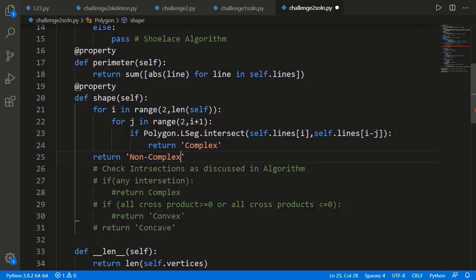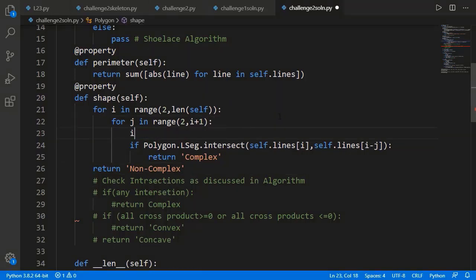Recall that for the last line segment of the polygon, we shouldn't check its intersection with the first line segment, because the last and the first line segments are always connected. So we must put a condition to skip that check.